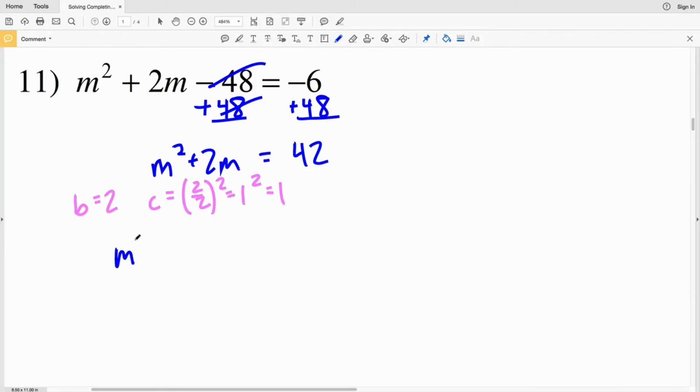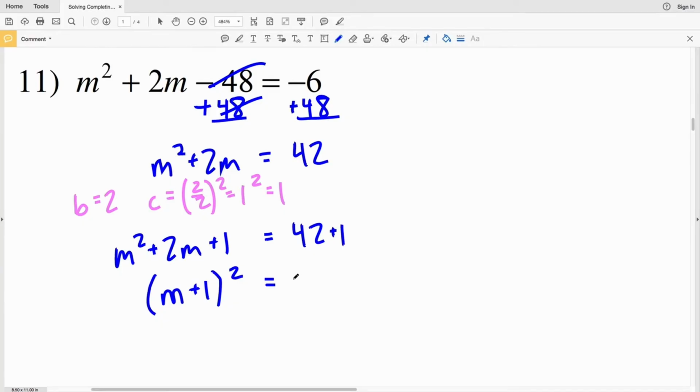So we'll have m squared plus 2m plus 1 equal to 42 plus 1. M squared plus 2m plus 1 we can rewrite as m plus 1 squared. And 42 plus 1 is 43. So I'm going to be taking the square root of both sides.